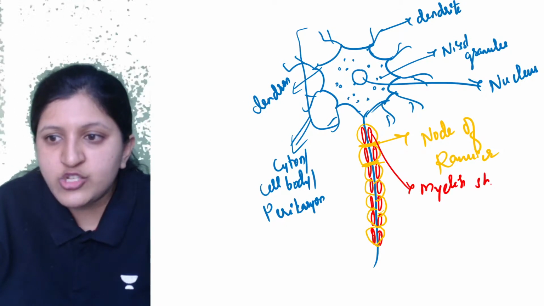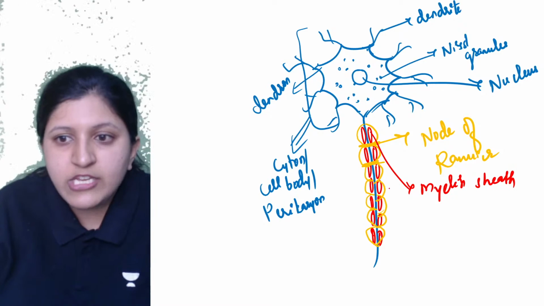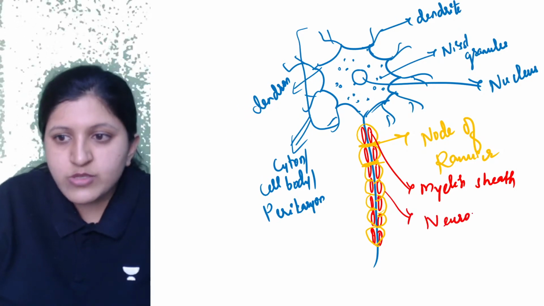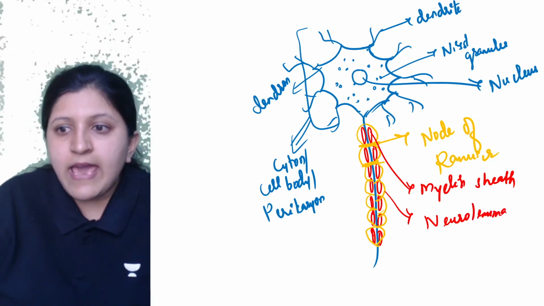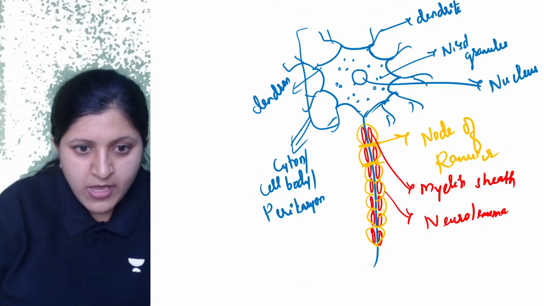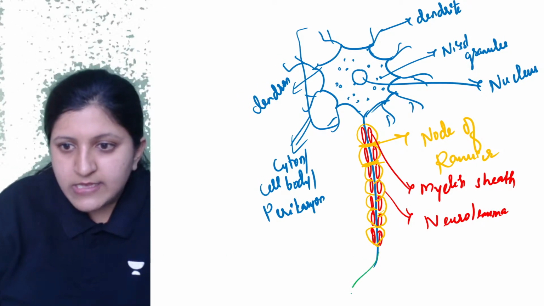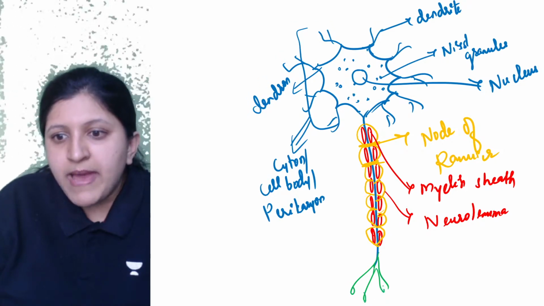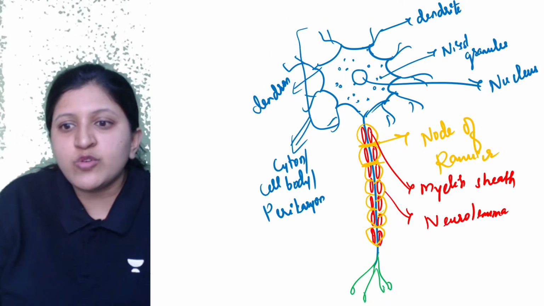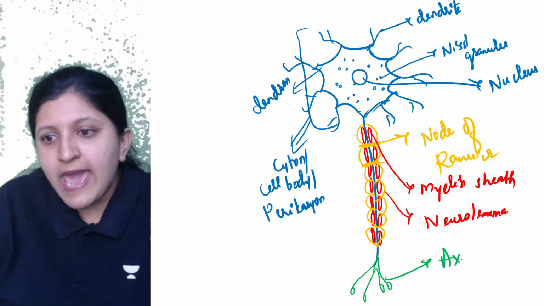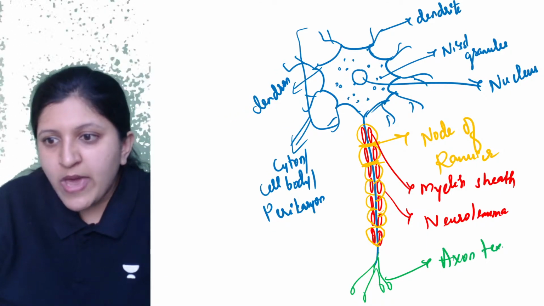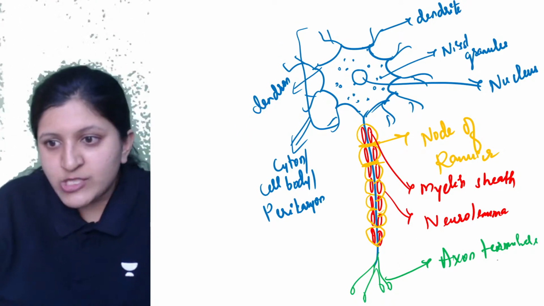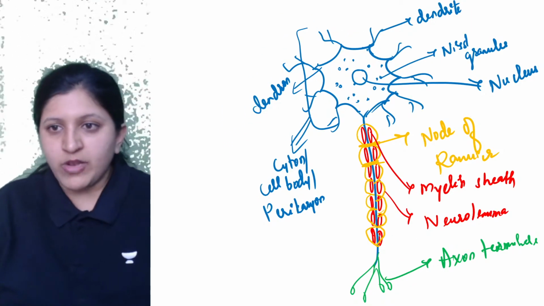So this is the myelin sheath, and covering the myelin sheath you see one more membrane, that is the neurolemma. Okay, so this is the neurolemma, and the axon ending we need to show here. The axon ending is basically this part, which can have a bulb at the end. So this is the axon bulb, or we can also call it an axon terminal. Axon terminals have an axon bulb, where neurotransmitter will be stored.